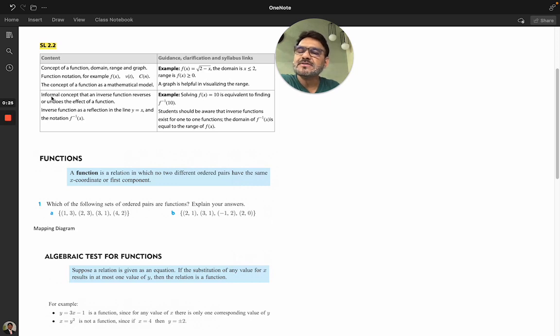Also, this video or set of videos will have the informal concept of the inverse of a function. How does this reverse or undo the effect of a function? Inverse function as a reflection in the line y equals x, and the notation of the inverse function, f inverse x. Solving f(x) equals 10 is equivalent to finding f inverse of 10.